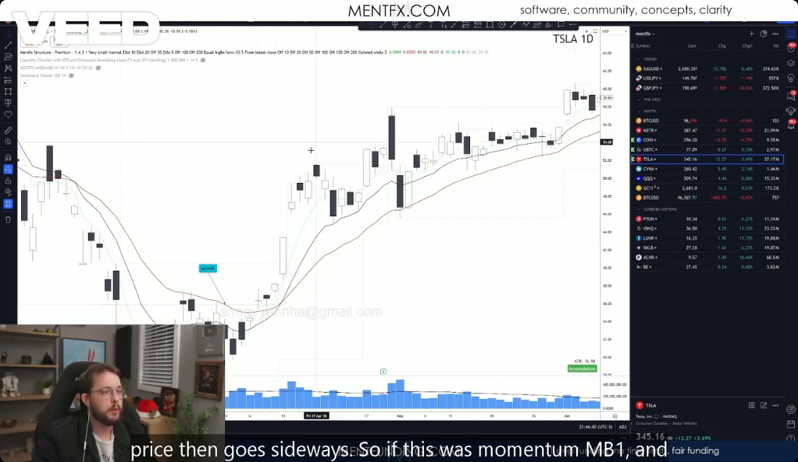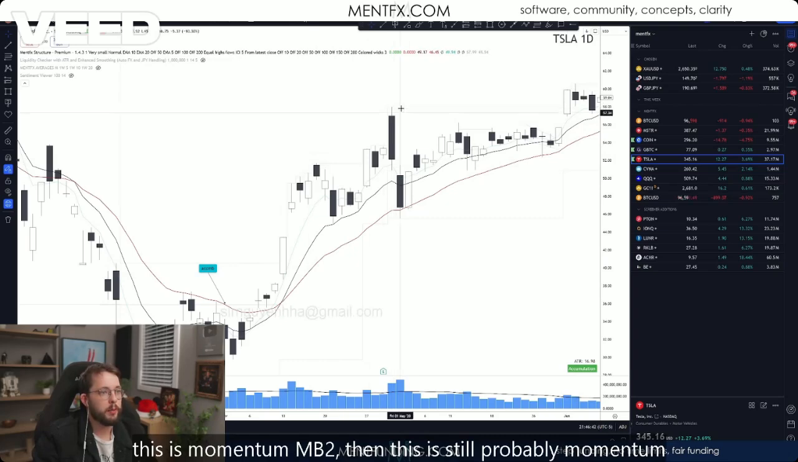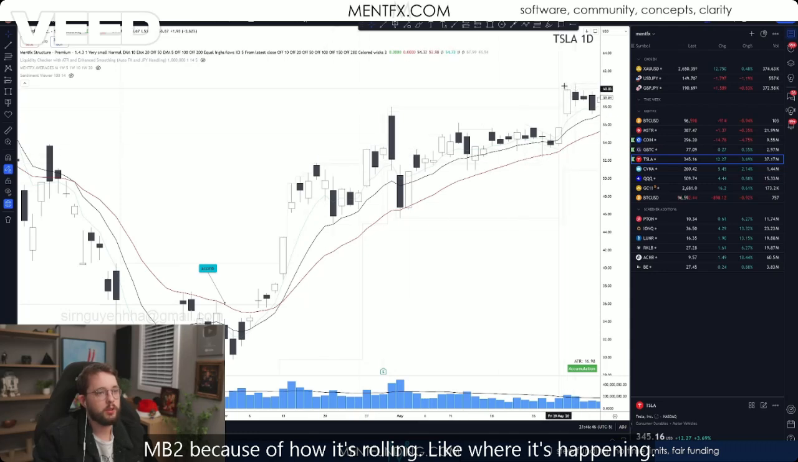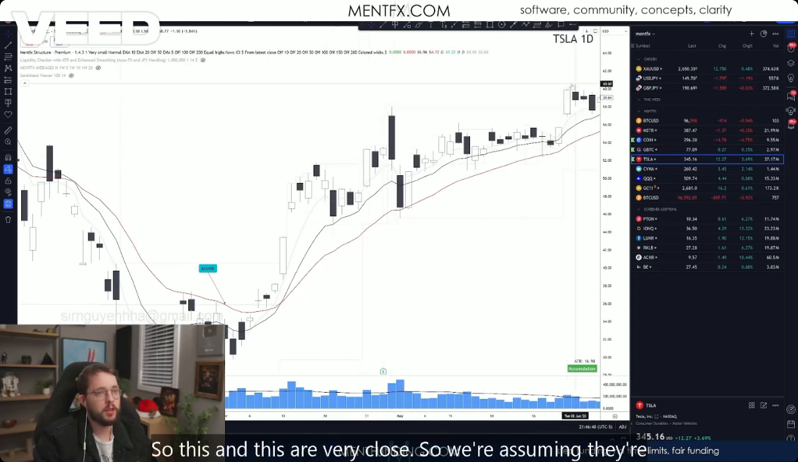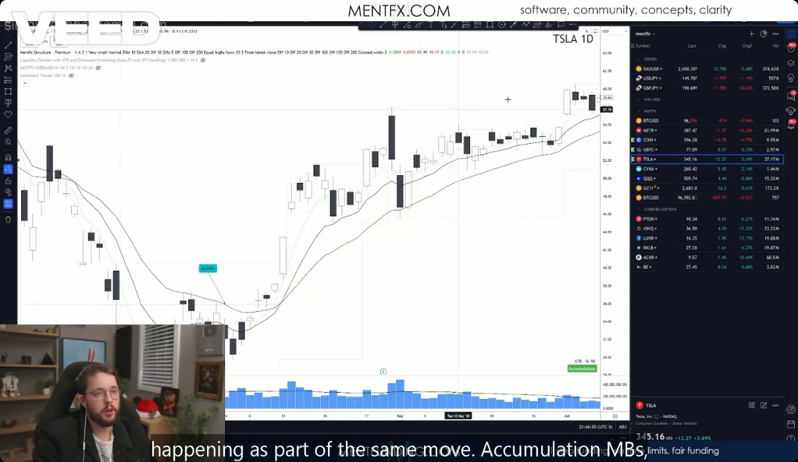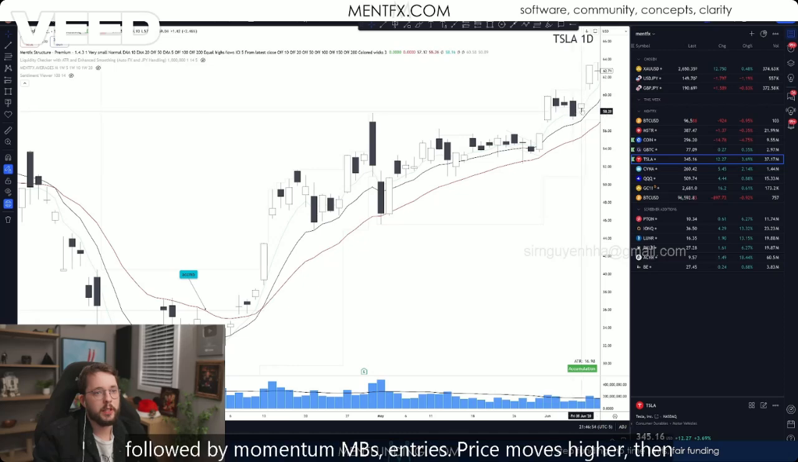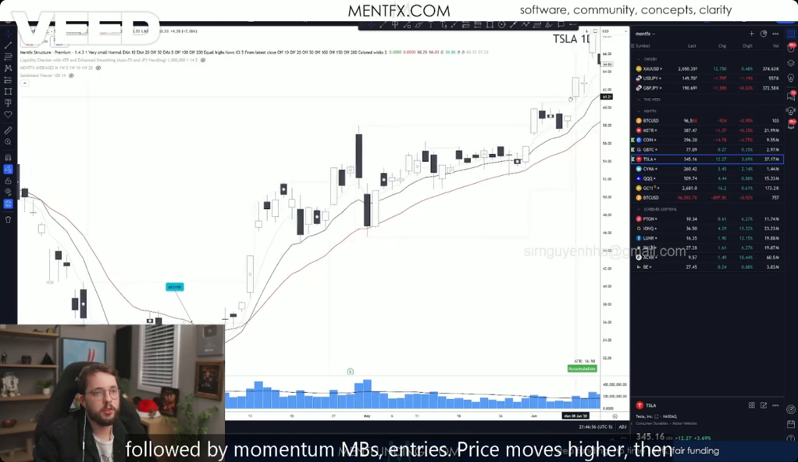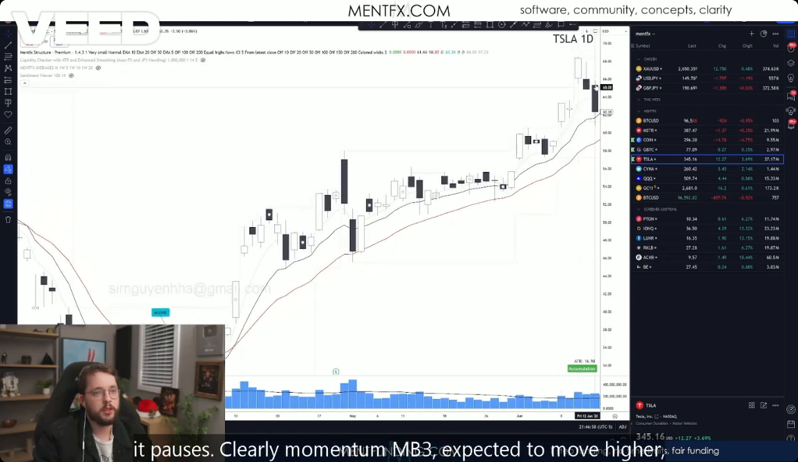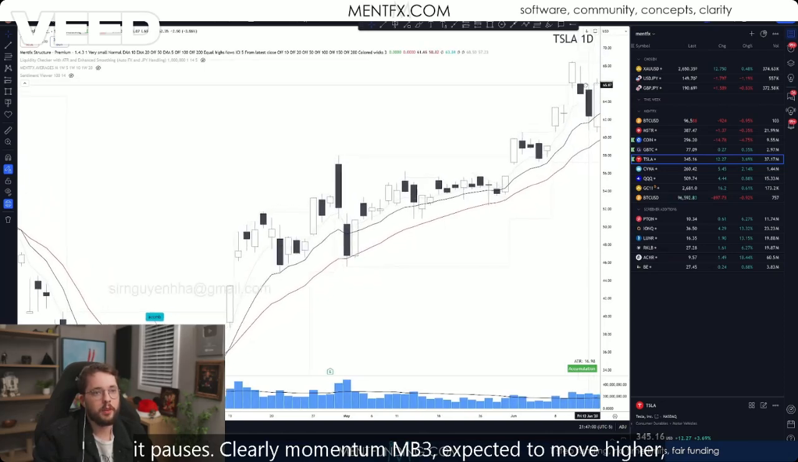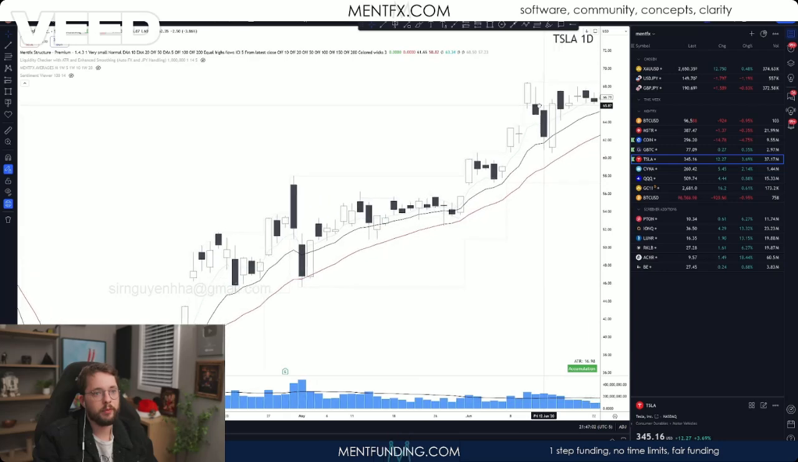So if this was momentum MB1 and this is momentum MB2, then this is still probably momentum MB2 because of where it's happening. So this and this are very close. So we're assuming they're happening as part of the same move. Accumulation MBs, followed by momentum MBs, entries, price moves higher, and it pauses. Clearly momentum MB3, expected to move higher.